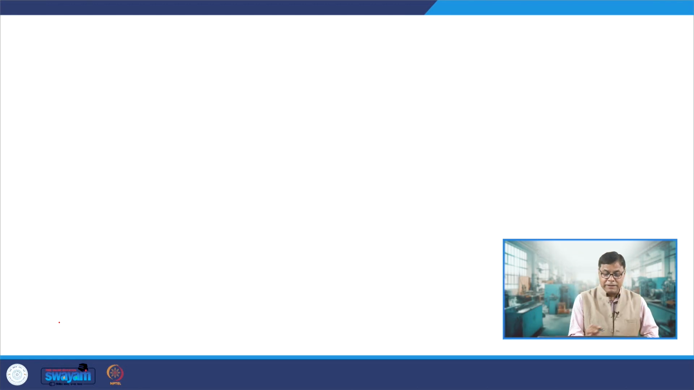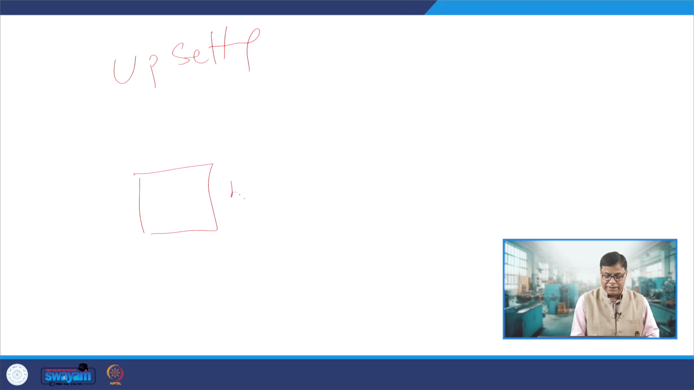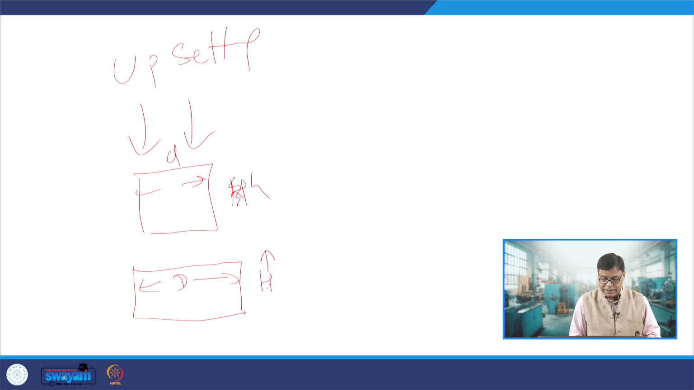Now, we will see the other aspects, what is upsetting and the drawing out. In case of upsetting, say we take the material having the height h and the diameter d. When the load is applied, what will happen? There will be an increase in diameter and a reduction in length. So, the diameter will become capital D, and there will be a change in the height to capital H. So, the height will be reduced and the diameter will be increased.